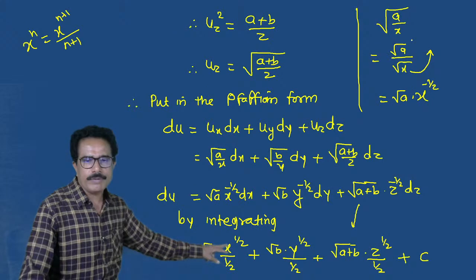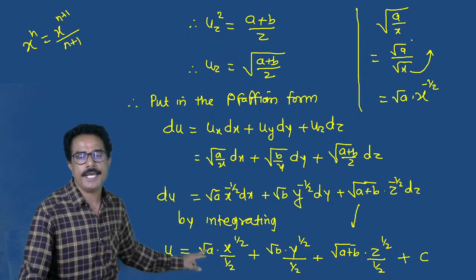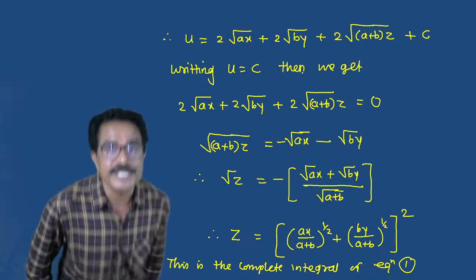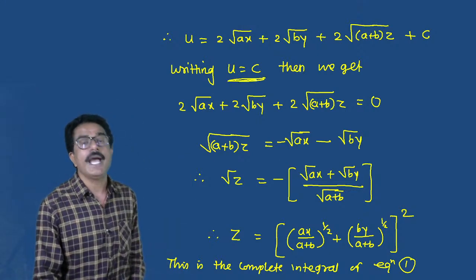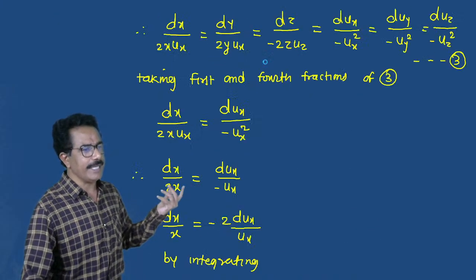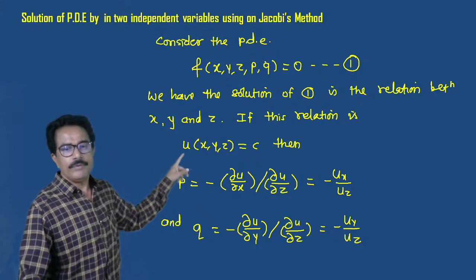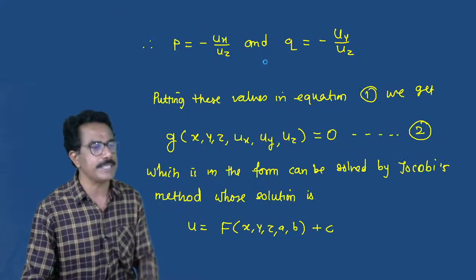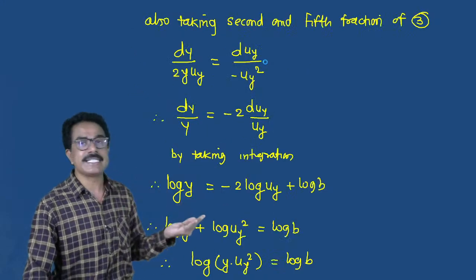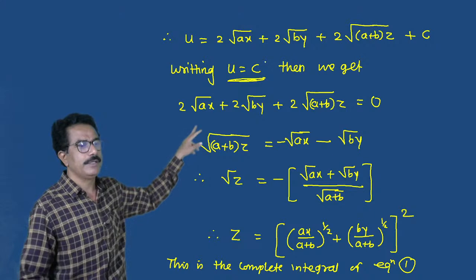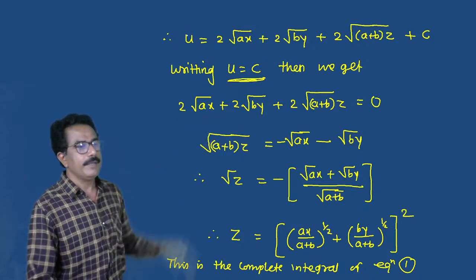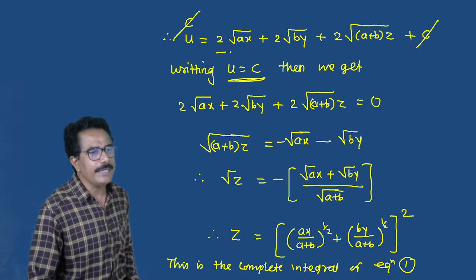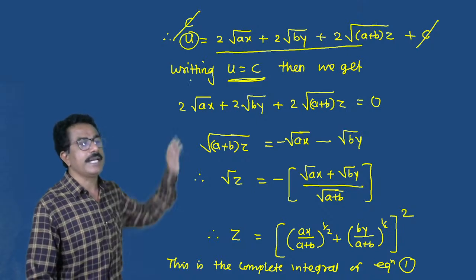See this, x raised to 1 by 2 can be written as root a into root x, means root ax, and the 2 becomes the reciprocal. Now the important point is u means c. We have to consider u as c because as per our theory, we will get the solution u of x comma y comma z which is equal to c. That means we have to replace the value of c. So at the final stage we have to replace the value of c, writing u is equal to c. Then if we put c in place of u here, c will get cancelled. Then the remaining terms will be there, replacing u with c. Writing u is equal to c.